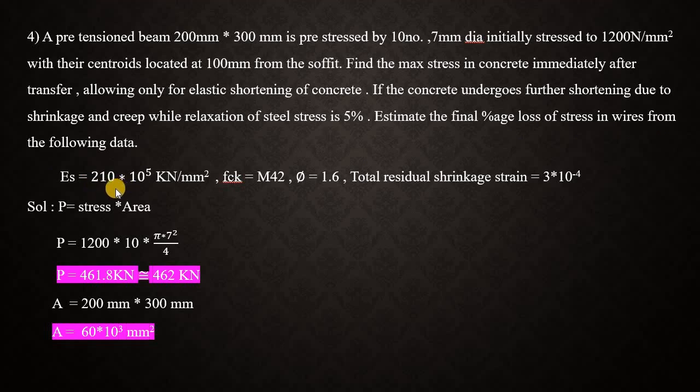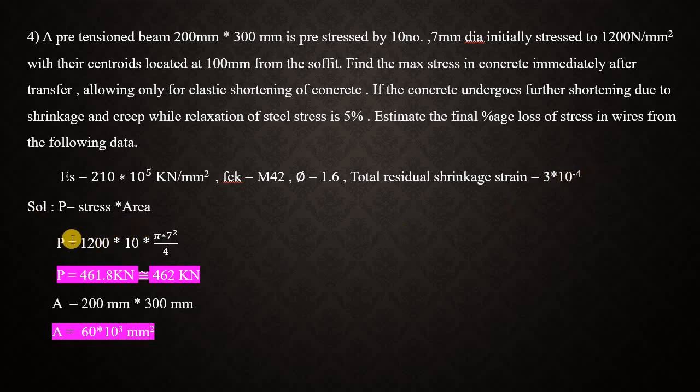Few data have been given. Those are: Young's modulus of steel ES is 210 into 10 power 5 kilonewton per mm square. FCK M42, that is characteristic strength of the concrete is 42. You can change it as 42 directly. Phi is nothing but creep coefficient 1.6. Total residual shrinkage strain is 3 into 10 power minus 4.